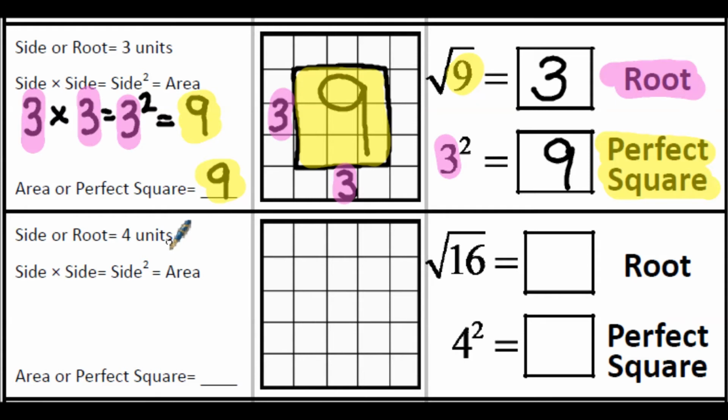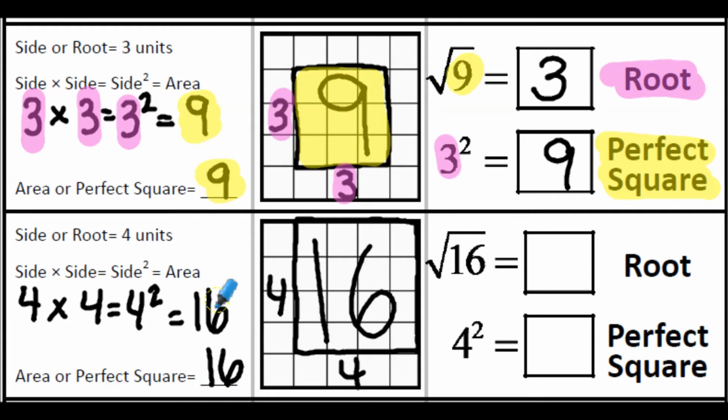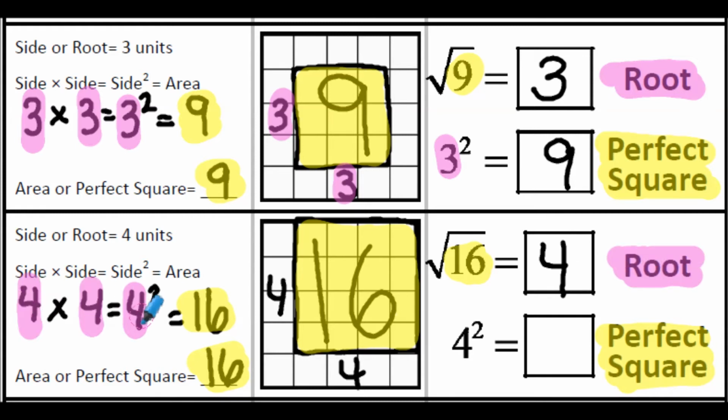The next biggest square that I can make is 4 by 4. So I'm going to draw a 4 by 4 square, and I have 16 boxes that cover that entire square. So my 4 by 4 square, a side of 4 times a side of 4, or 4 squared, is going to give me an area of 16. And that 16 is my perfect square, shown by this area that we're coloring in yellow. If I take the square root of it, I would get 4. So 4 is my root. Now my root is the length of the side on each of those squares. So if I take my root of 4 and square it, I can get back to my perfect square, or 16.